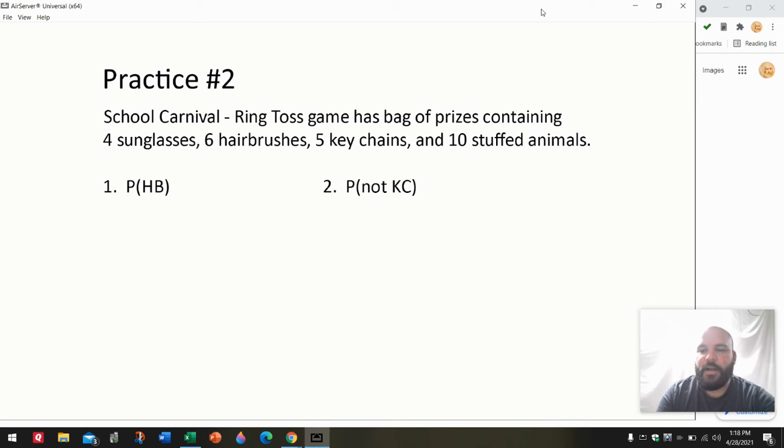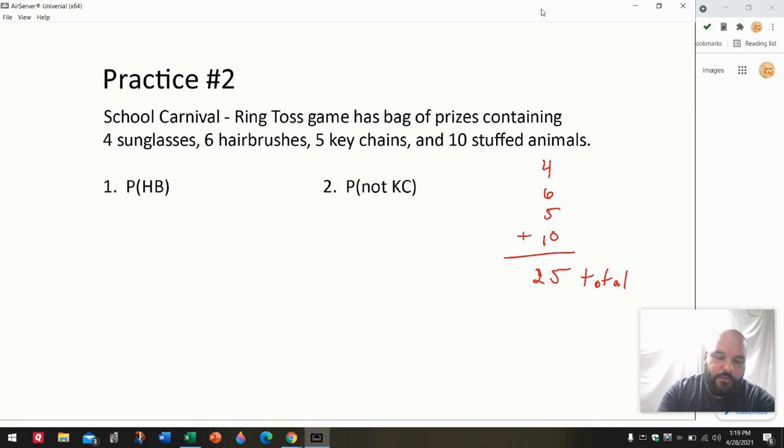And they ask you to find the probability of each of these. So first we need to total up how many objects we're picking from. In this case, we have 4 plus 6 plus 5 plus 10. Now, if we do add all those up, we end up with 25. So there are a total of 25 objects that we are picking from. 4 plus 6 is 10. 10 plus 5 is 15. 15 plus 10 is 25.